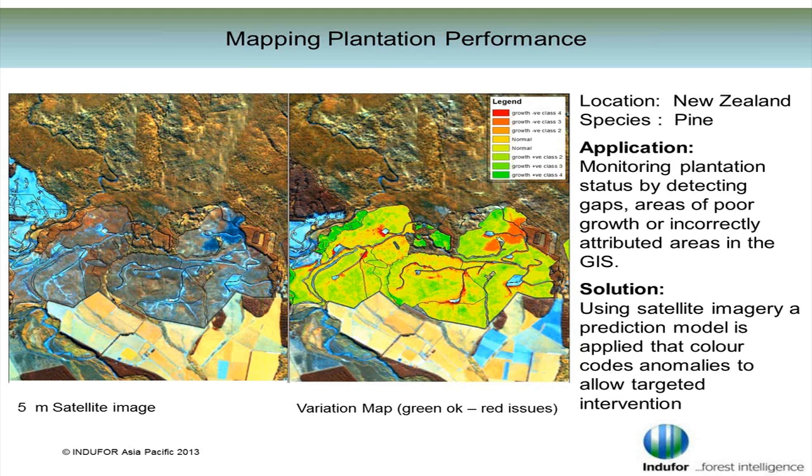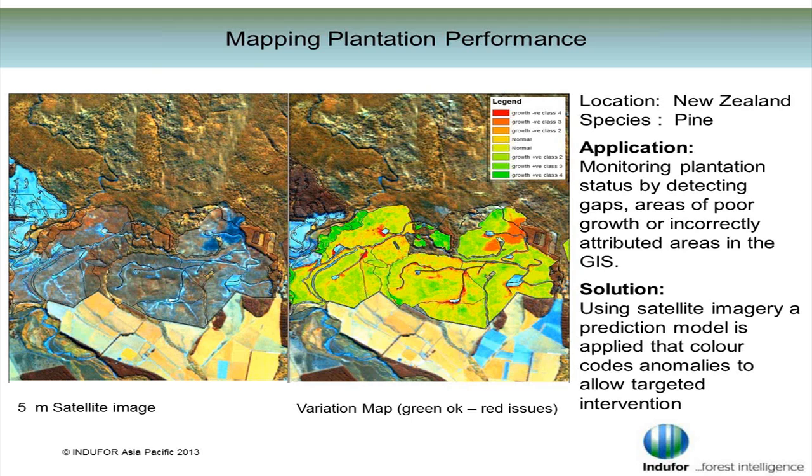So the first application I'll cover is something that InduFOR has been working on. It's mapping plantation performance. On the left side you have the RapidEye scene, which is 5-meter resolution, and it has a plantation boundary overlaid on top. So you have the red coloured areas basically surrounded by the boundaries of the plantation.